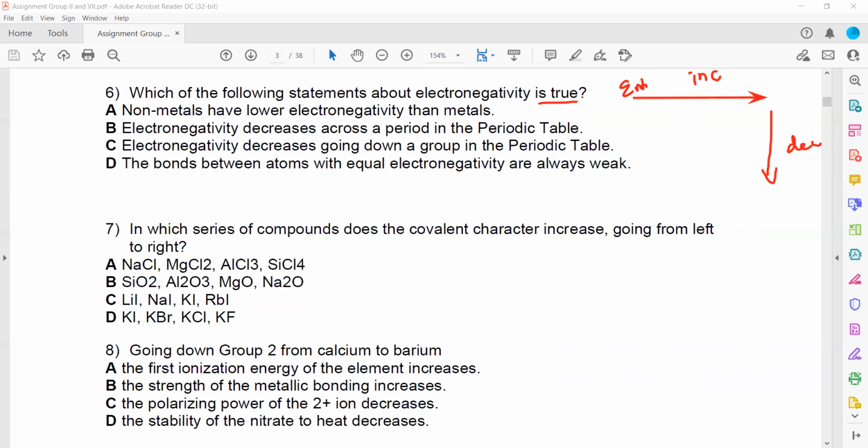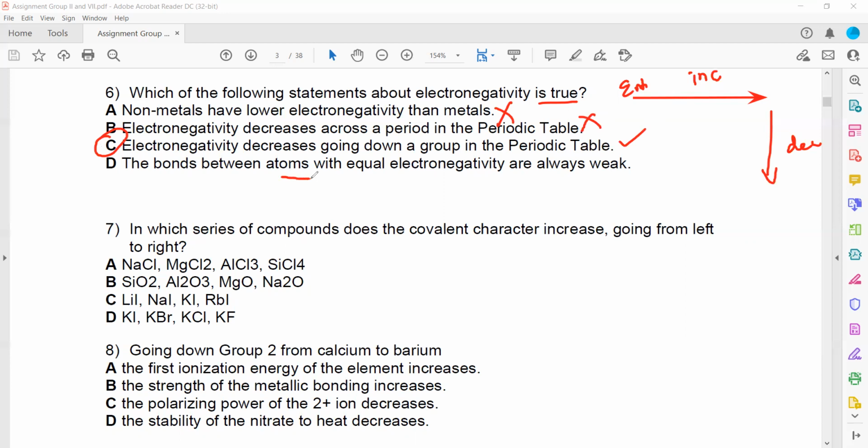When we check the options, non-metals have lower electronegativity. That's wrong, because non-metals have higher electronegativity. Electronegativity decreases across the period. That is wrong. Electronegativity decreases as we go down. That's true. That's why C is the right answer.